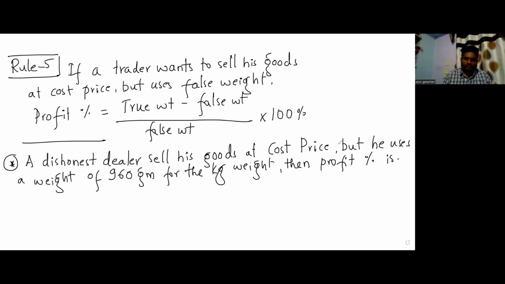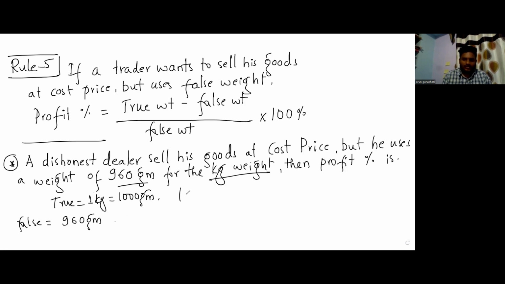Why will it be 46? They are using what? For the kg weight, he is using 960 grams. So his true weight is 1 kg. 1 kg matlab 1000 grams. Yes or no? His false weight is 960 grams. If we use the formula for profit percentage, we have to use 1000 minus 960 divided by 960.